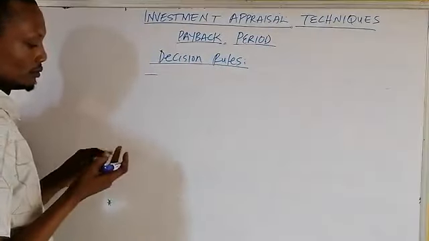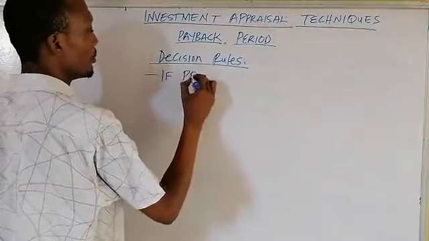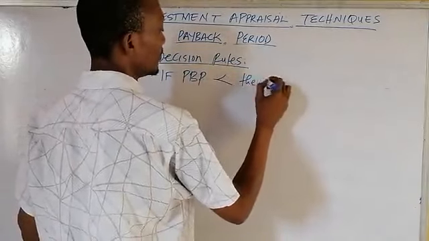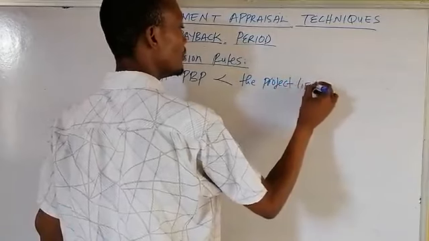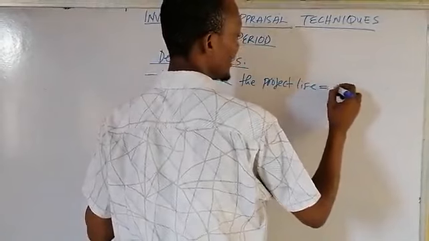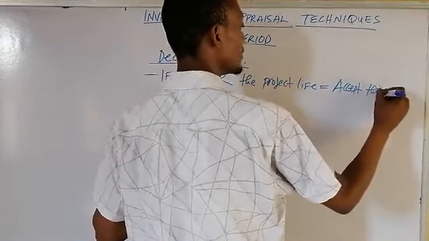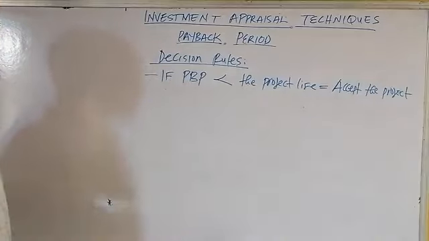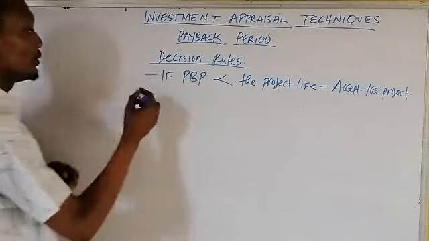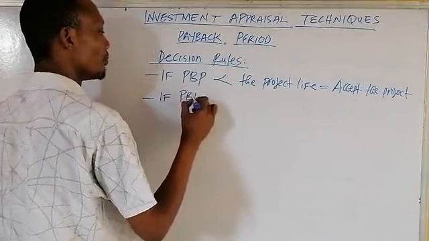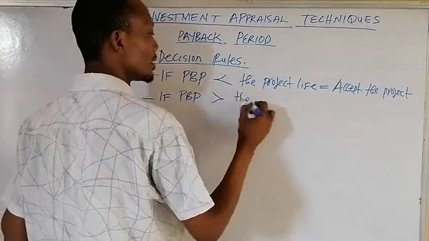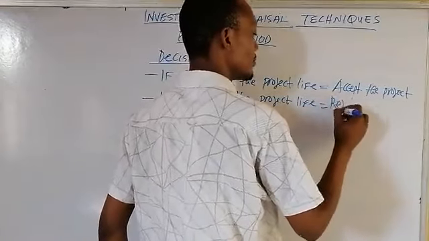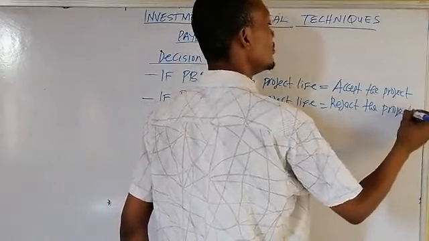So 1, if payback period is less than the asset life, the project life, is equal to what? Accept the project. Now, if the project payback period is less than the project's life, we accept the project. Okay, let me finish the rules. 2, if payback period is greater than the project life, is equal to what? Reject the project.